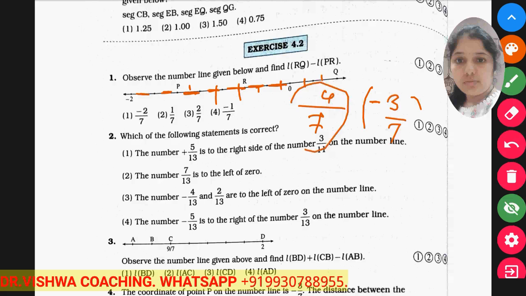Now which one is greater? 4 by 7 is greater. So 4 by 7 minus of -3 by 7. So it becomes 7 by 7. So it becomes 1. But there is no option. RQ 1, 2, 3, 4.